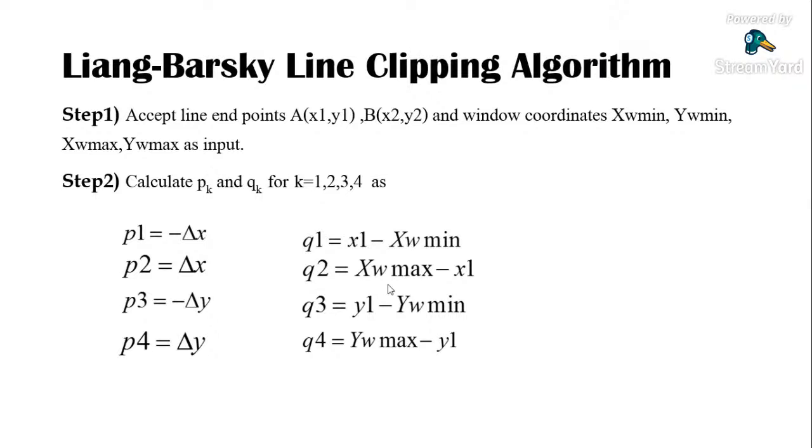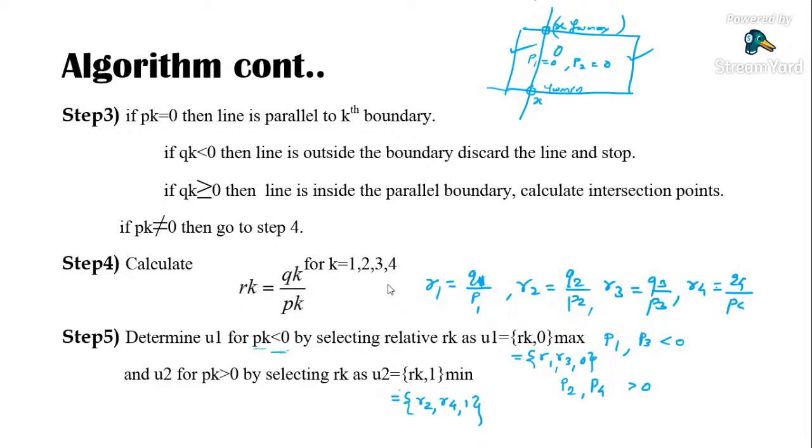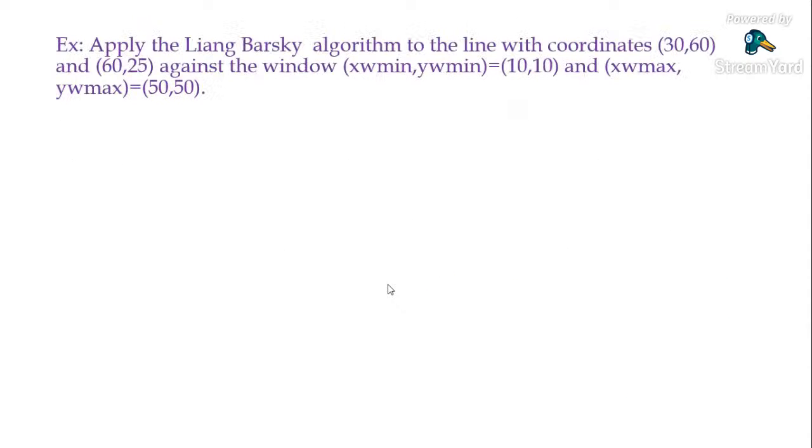So this is the algorithm. You have to remember this algorithm, how p1, p2 are calculated. If you remember this, it is very easy. Once we solve the example, you will definitely understand that this is a very easy algorithm. Now we'll move towards the next part, how to solve the problem on this Liang-Barsky algorithm. Now see the example. Apply the Liang-Barsky algorithm to the line with the coordinates 30, 60 and 60, 25 against the window. XW minimum, YW minimum is 10, 10, and XW max, YW max is equal to 50, 50.